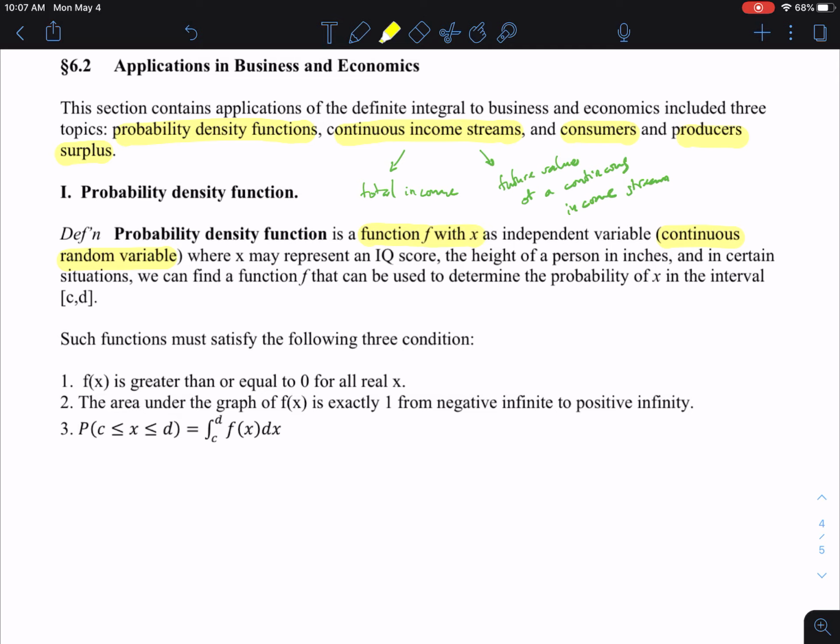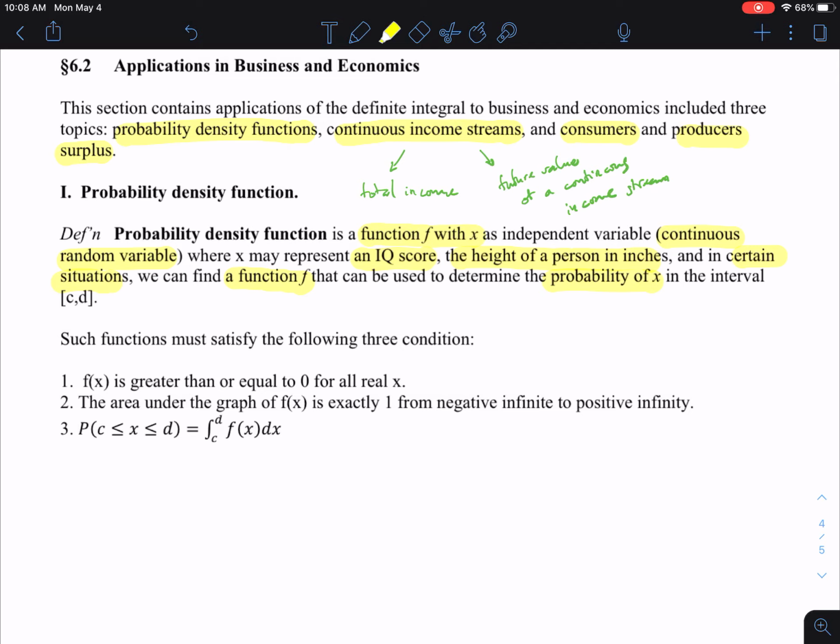So here's some examples. X may represent an IQ score or the height of a person in inches. Those types of variables can take any value. It's not discrete or not just a whole number. It can be a whole number as well. And it says here that in some situations, we're able to find a formula, a function f, that is used to determine the probability of x occurring within an interval c to d.